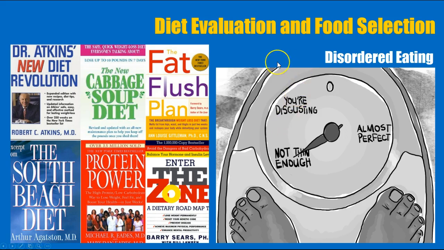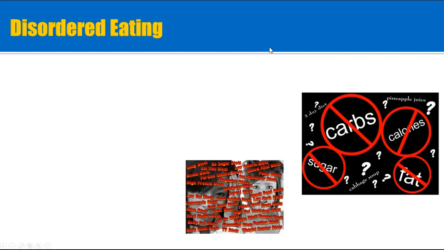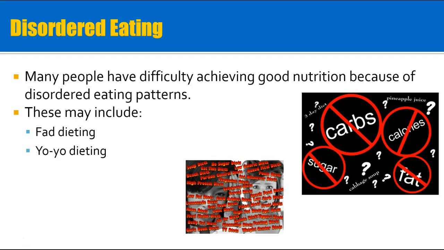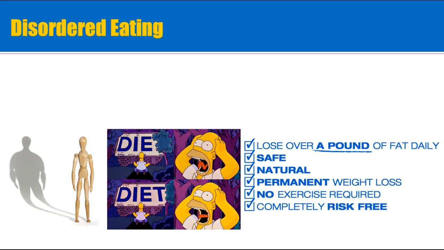So the other thing that we're going to look at today is disordered eating and its impact on food selection. Many people have difficulty achieving good nutrition because of a disordered eating pattern. Now, disordered eating patterns can include fad dieting, yo-yo dieting, anorexia nervosa, bulimia nervosa. So we're going to have a look at all of these.